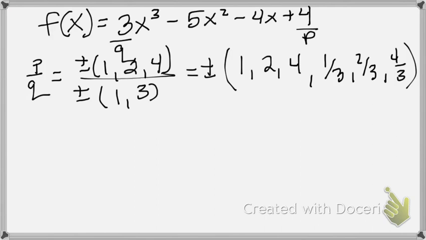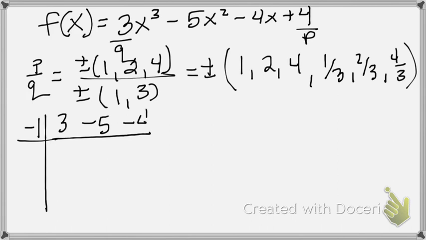What you will find is a possible rational root. It crosses the x-axis, aka your x-intercepts, at -1. So this is what I will use to do synthetic division. Bring down all of your coefficients: 3, -5, -4, and 4. And then use synthetic division.